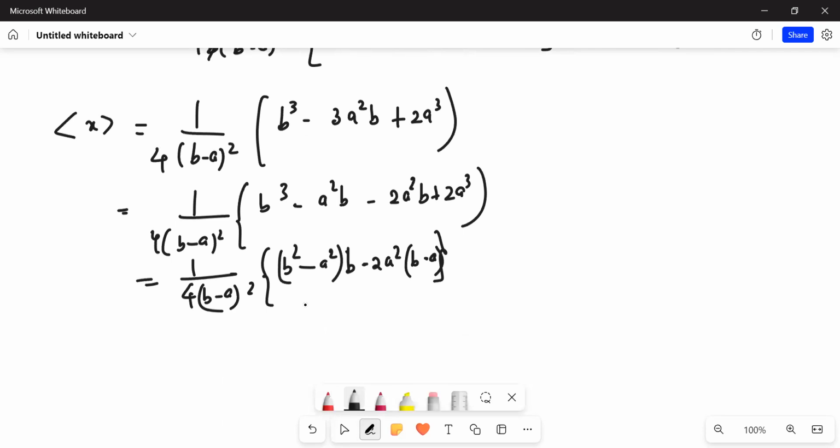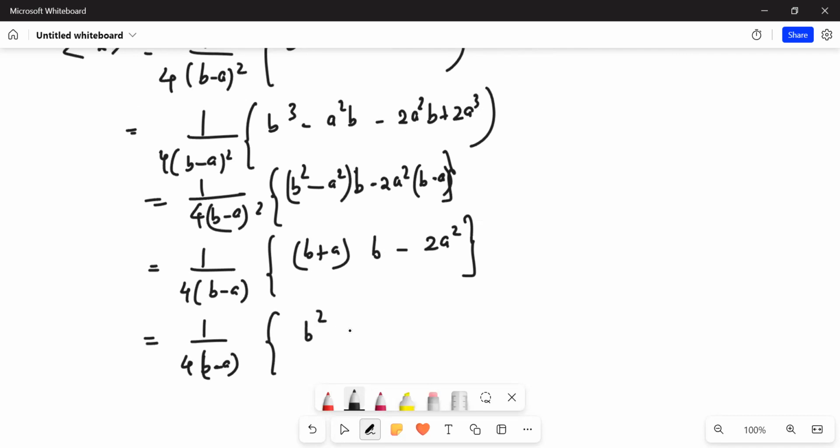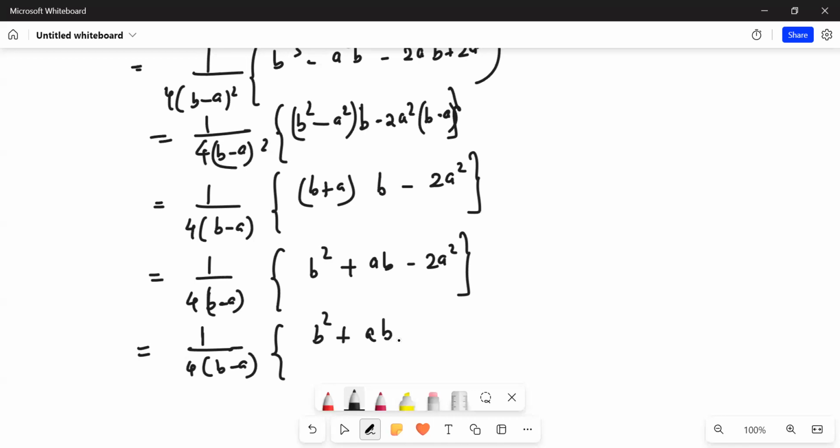So if I take overall b minus a common, what am I going to get? I'm going to get 4 times b minus a, and here I'll get b plus a into b minus 2a square. And from here also I'm going to get 4 times b minus a. This is b square plus ab minus 2a square. Again it is, at the end I think this will be 1 upon 4 b minus a, and then this is b square plus ab minus a square here, and again minus a square.